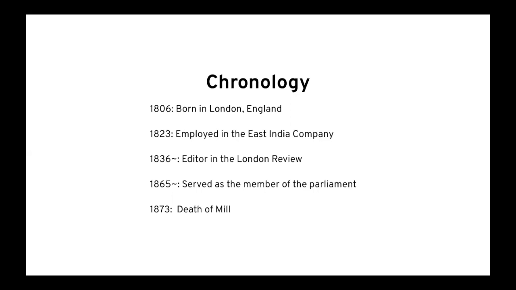In 1823, at the age of 17, Mill was employed by the East India Company, where his father was already working. And from 1836 to 1840, Mill worked as an editor in the London Review. Then he continued to publish his works like the famous On Liberty in 1859. He also served as a member of Parliament for Westminster from 1865 to 1868. Then he died in 1873 during his trip to France with his stepdaughter Helen Taylor.